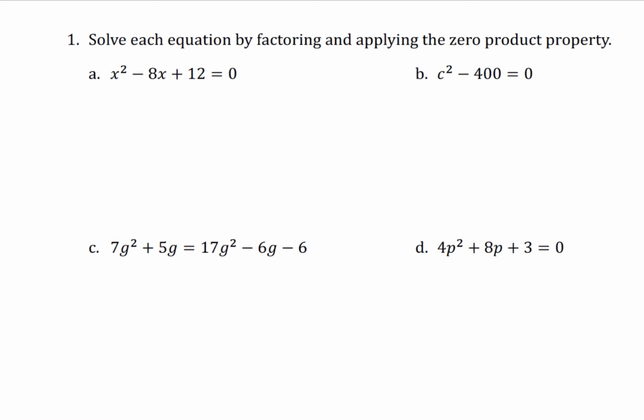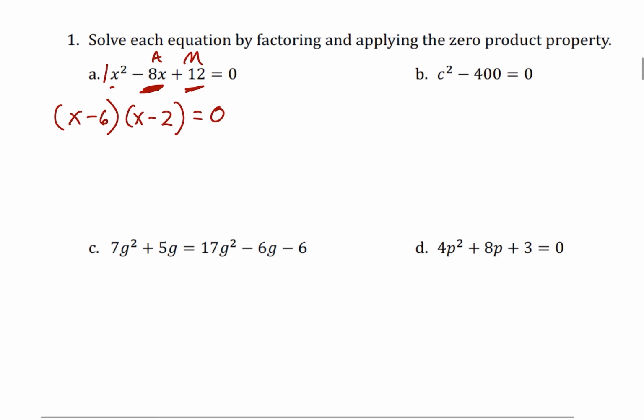So, x squared minus 8x plus 12. To factor, we always look for a GCF first, and there is no GCF. So we look, okay, there's three terms. The leading coefficient is just a 1. So it becomes an AM problem where we're adding to negative 8 and multiplying to positive 12. So we have x minus 6 and x minus 2, the two numbers that add to negative 8 and multiply to positive 12.